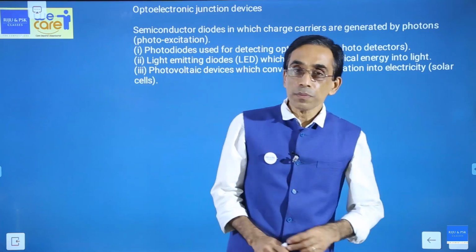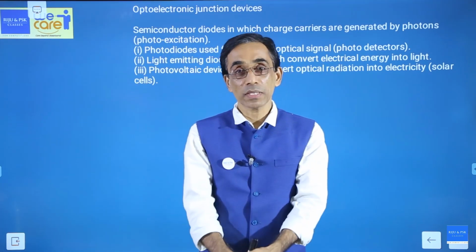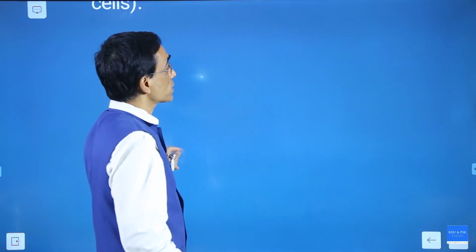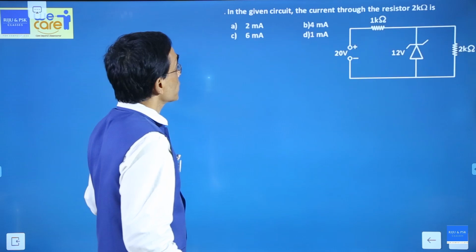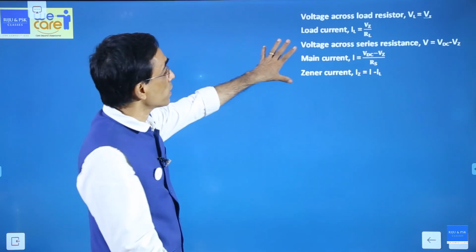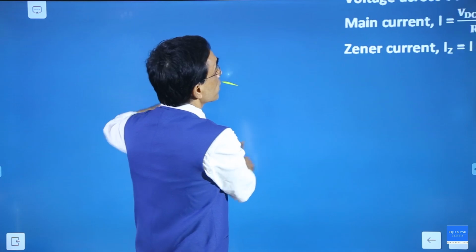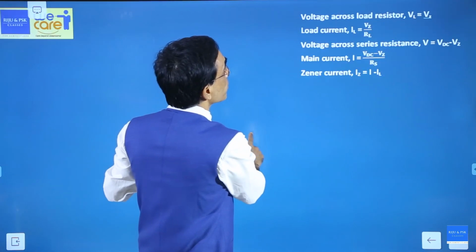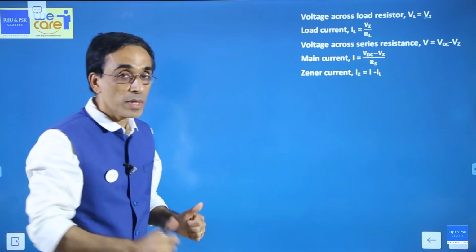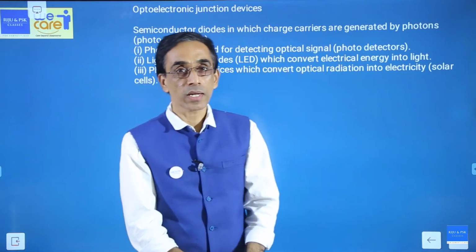Now Zener, you can expect numericals both in board examination as well as in end examination. All you have to study is this set of equations. This is what you need to study. This set of equations is what you need to solve any question in Zener. Be confident.